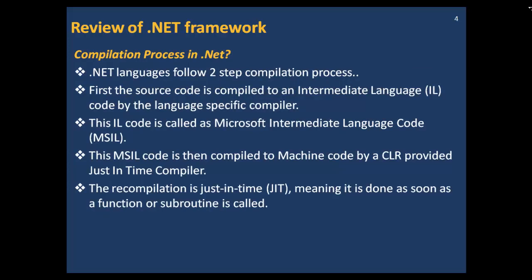Compilation process in .NET. .NET languages follow two-step compilation process. First, the source code is compiled to an intermediate language code by the language-specific compiler. This intermediate language code is called as Microsoft Intermediate Language Code, MSIL code. This MSIL code is then compiled to machine code by a CLR-provided just-in-time compiler. The compilation is just-in-time, meaning it is done as soon as a function or subroutine is called.